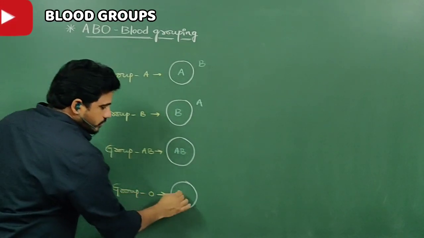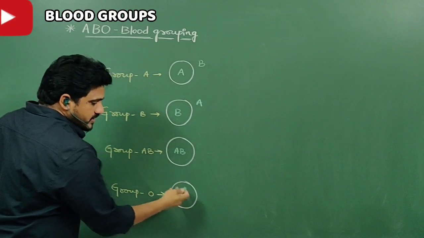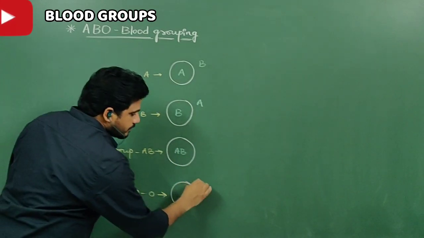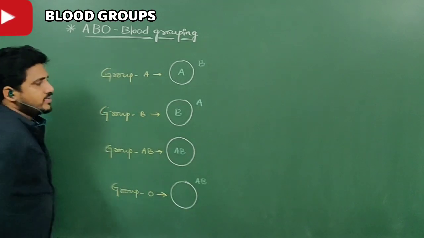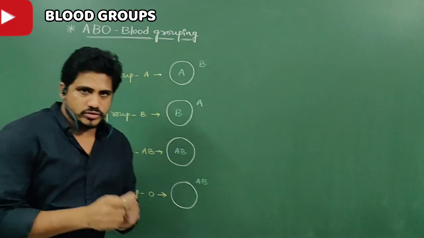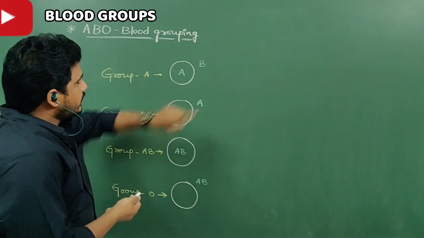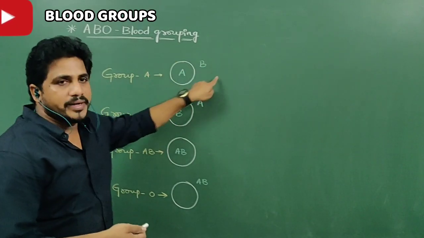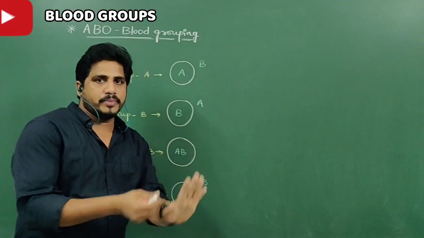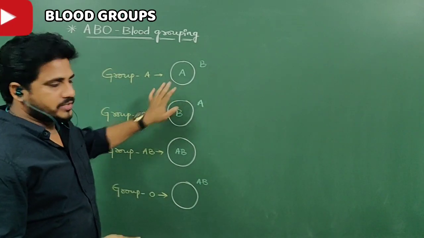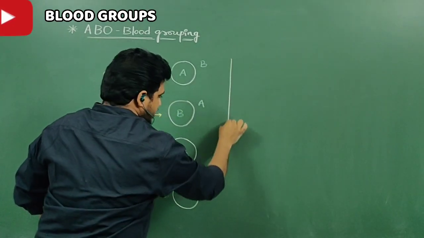Next, blood group O: on the RBC, A and B are absent, but outside, A and B are present. So these are the symbols denoting each and every blood group. In the examination, if you find a symbol like this, you have to consider that it is a blood group. They never mention that this is a person's blood group. They just give this notation. Now let me extend this topic.